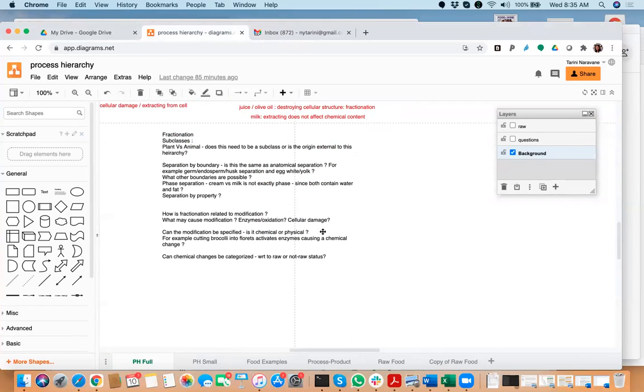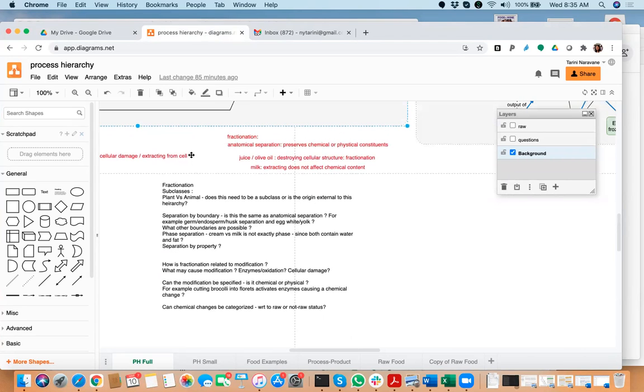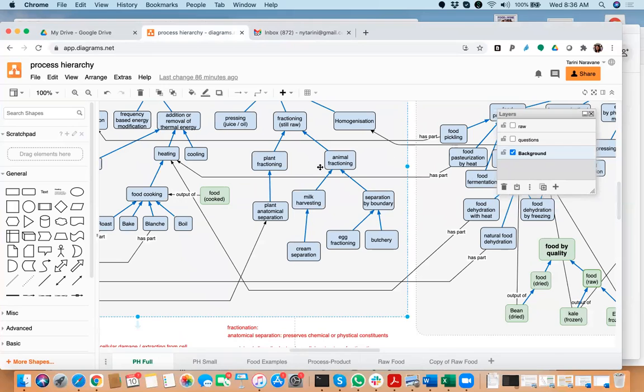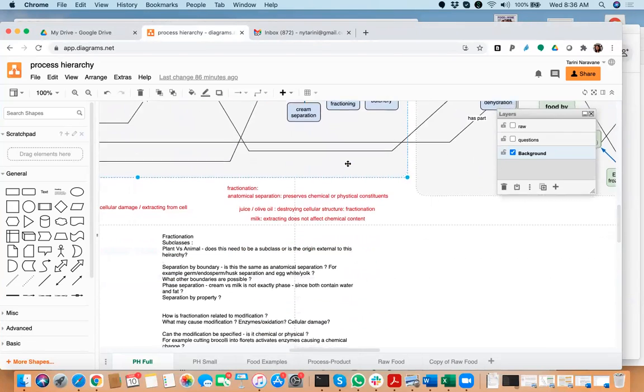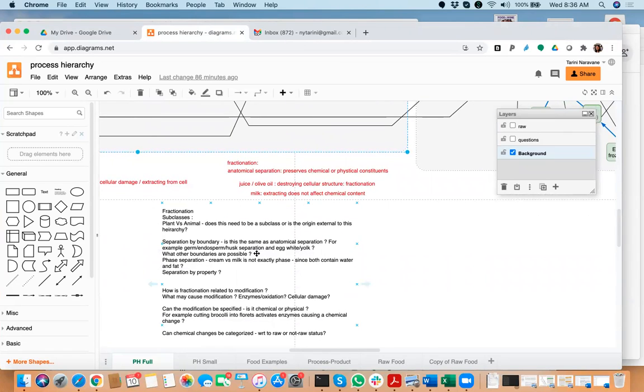So there's a few questions here. First, you see we've got a subclass right underneath, plant versus animal. One question is whether this classification is necessary here, or somewhere else where you talk about what the origin is. Then I think there are other subclasses which would be common to both, whether plant or animal, which is separation by boundary. Is this another way of saying anatomical separation?